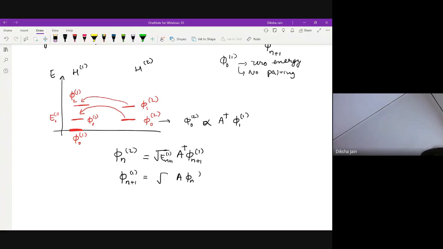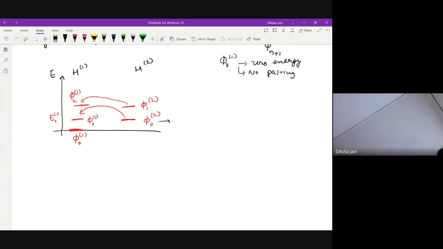I'm writing opposite, sorry. Yes, I'm writing it opposite. So the final thing is phi n plus 1 of 1 is the square root of En, A dagger of phi n of 2. This is just a normalization, which I have chosen for convenience.